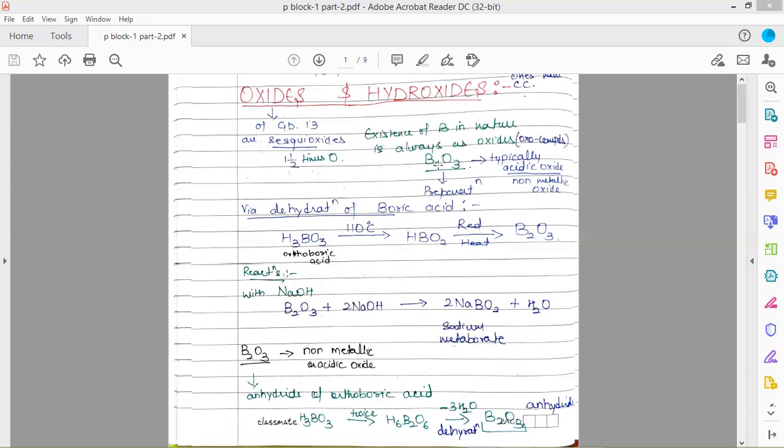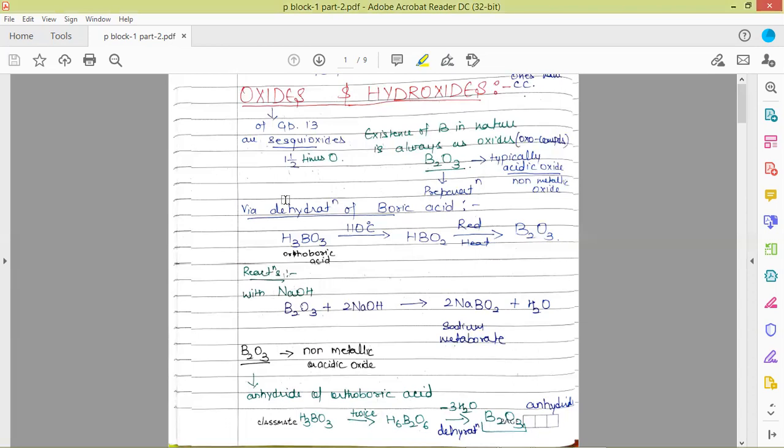So boron always exists, as it is very reactive, in the form of its oxides or oxo compounds. B2O3 is typically an acidic oxide because boron has non-metallic character. So this is a non-metallic oxide, and as we all know, the oxides of all the non-metals are acidic in nature, and for the metals, the oxides are basic in nature. So this is a non-metal, so that is why the oxide of boron is acidic in character.